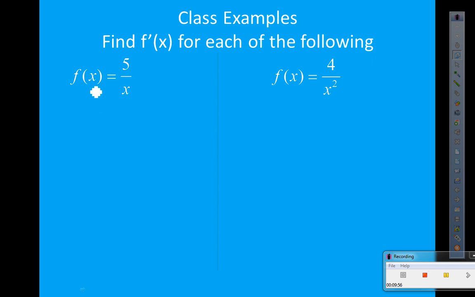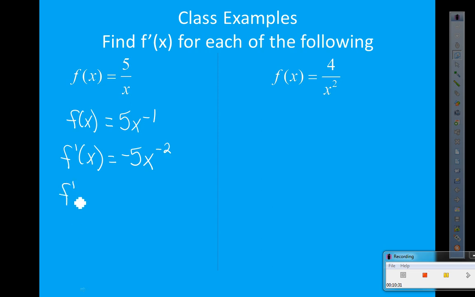Here's what you got to do. Rewrite this where it's x to some power. So notice, guys, f of x, f of x. My notation hasn't changed. I'm not finding the derivative yet. I'm going to think of this as 5x to the negative 1. Now I'm ready to find the derivative. So hence the f prime of x. The derivative of this, bring down the negative 1. So I got negative 5x to the negative 1 minus 1, which is negative 2.